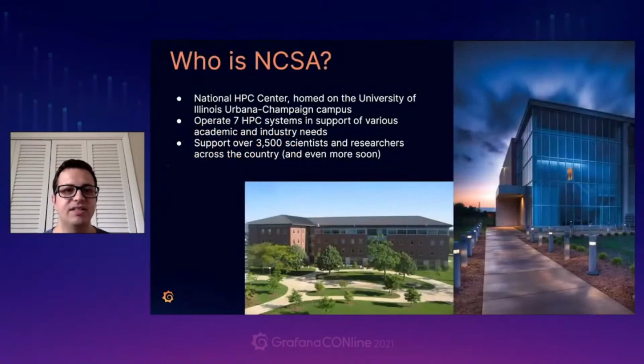So first of all, who is NCSA? We're the National Center for Supercomputing Applications. We're an HPC center that's homed on the campus of the University of Illinois in Champaign-Urbana. We operate right now 7 HPC systems with 1 new one coming online soon. And we support over 3,500 scientists and researchers right now. And that number will almost double with this new system that comes online.